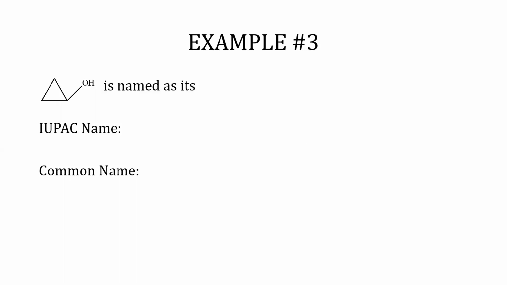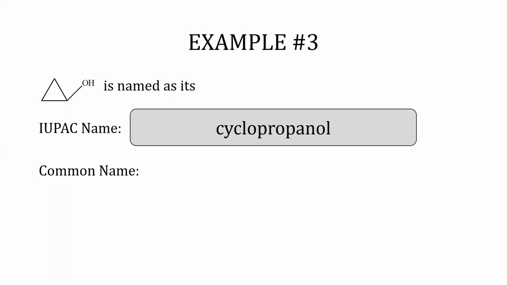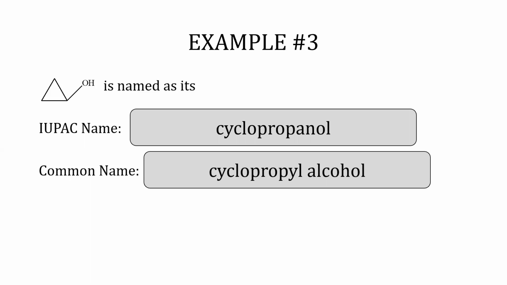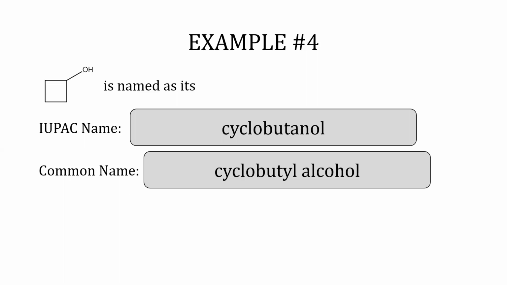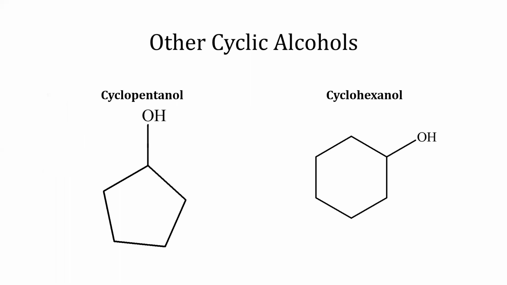In example 3, a cyclic 3-carbon alcohol is named under IUPAC guidelines cyclopropanol and is commonly known as cyclopropyl alcohol. In example 4, a cyclic 4-carbon alcohol is named under IUPAC guidelines cyclobutanol and is commonly known as cyclobutyl alcohol. Other cyclic alcohols include cyclopentanol, a 5-carbon cyclic alcohol, and cyclohexanol, a 6-carbon cyclic alcohol.